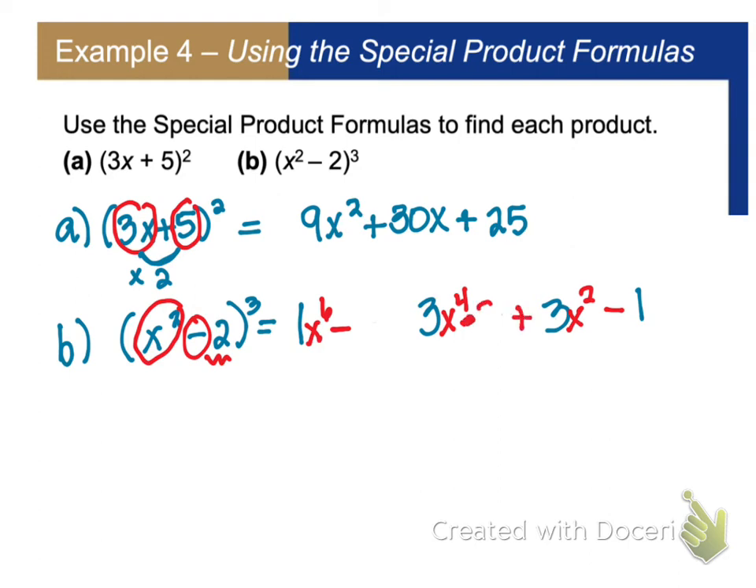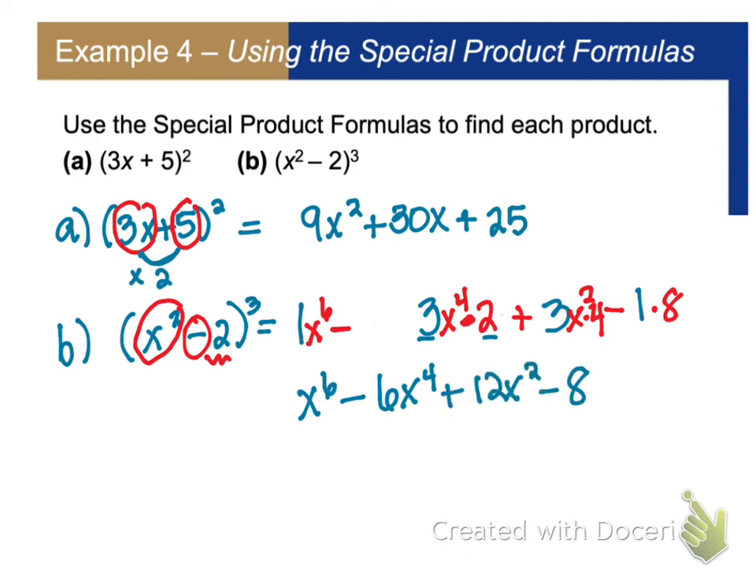So times 2, and then to the second power, which is times 4, and then to the third power, which is times 8, right? So then we simplify. That would be x to the 6th, and then the 3 times the 2 is 6, so that's minus 6x to the 4th. And then 3 times 4 is 12, so that's plus 12x squared, and then minus 8. And that's my expanded version. That's my answer, right?